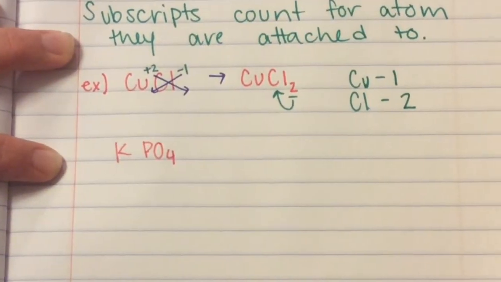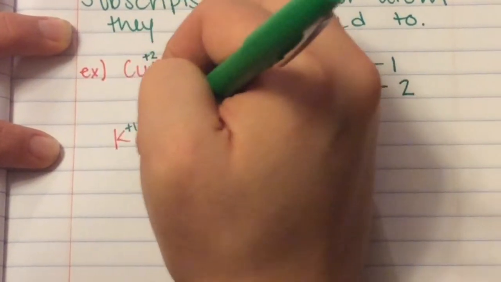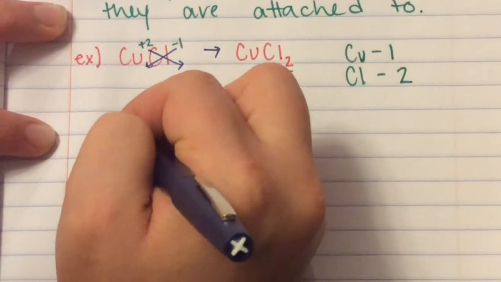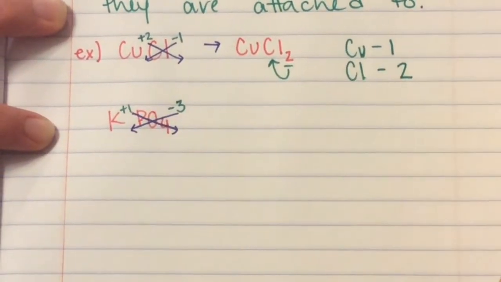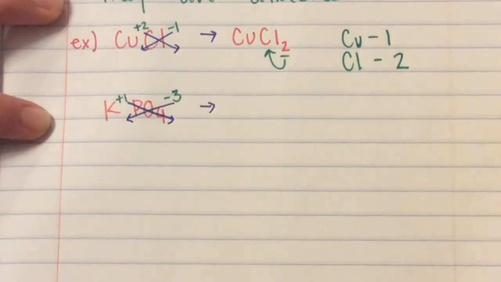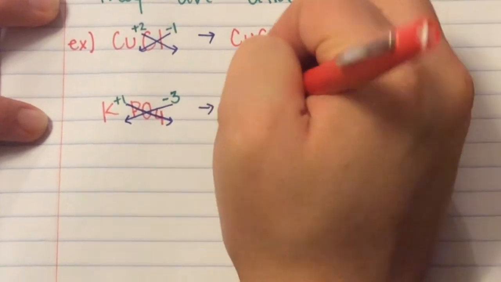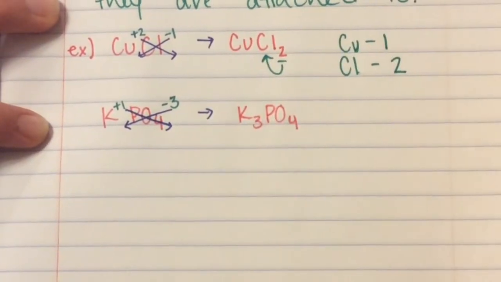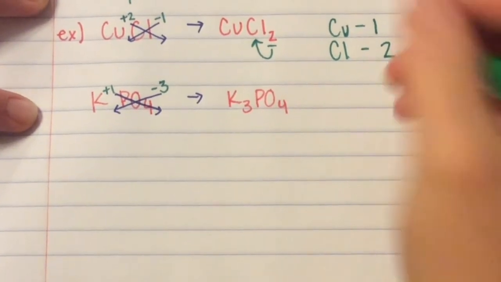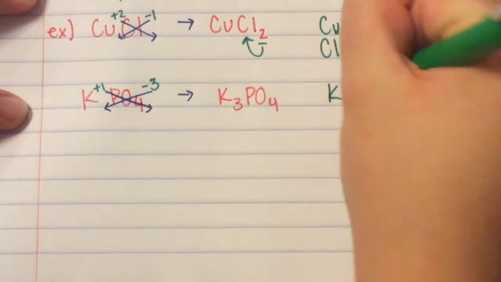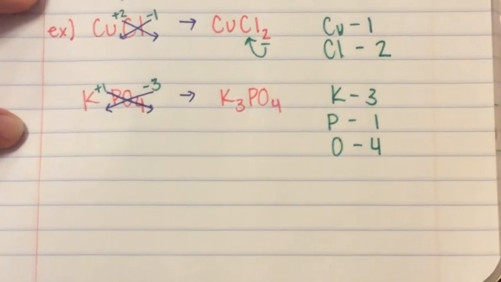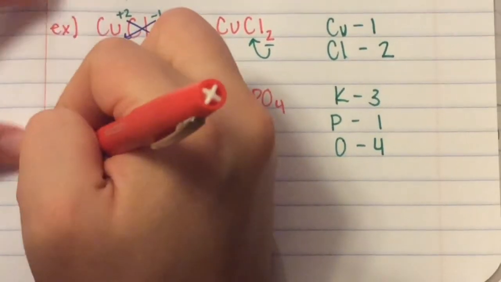Potassium and phosphate. Potassium is on the periodic table as a +1. Phosphate is a polyatomic, so I look for the charge on the purple sheet, and it has a -3. So I got K3PO4. Now when I count my atoms then, the 3 applies to the K. The P doesn't have a subscript on it, so it's a 1, and the O is a 4.